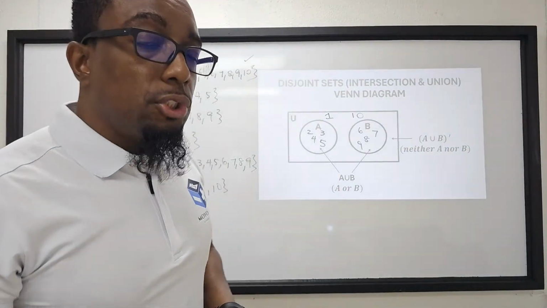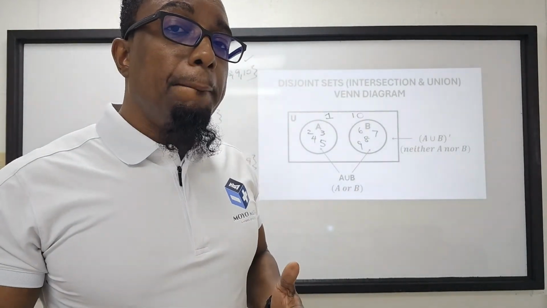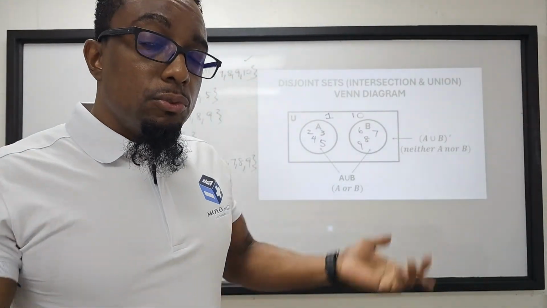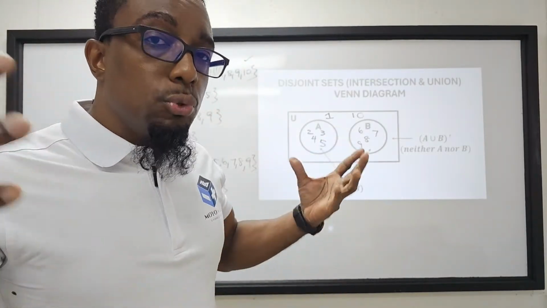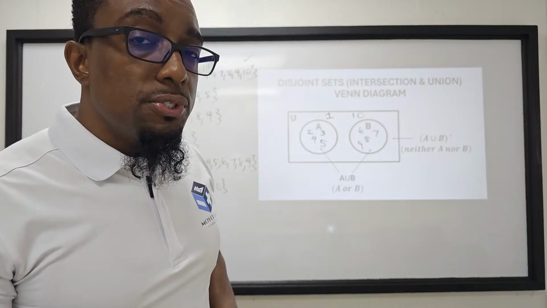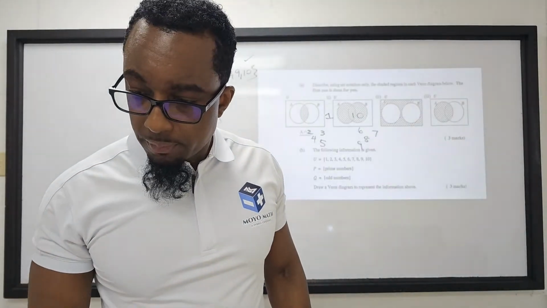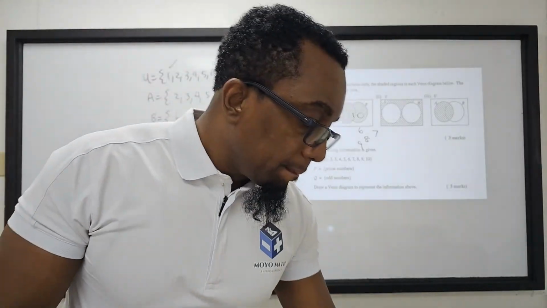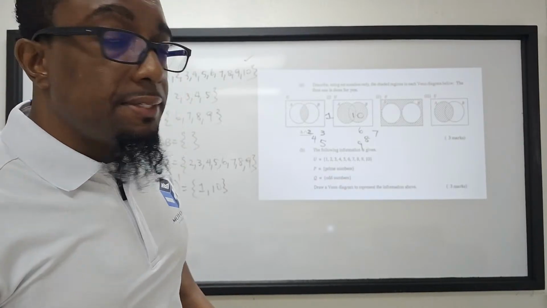Right, so making sure we can recognize the three ways in which we can place our elements within a Venn diagram. Two circles overlap, one circle inside of another, or two separate circles. Right, we're dealing with two sets. Okay, so let us look at some past paper questions now in relation to our set theory.